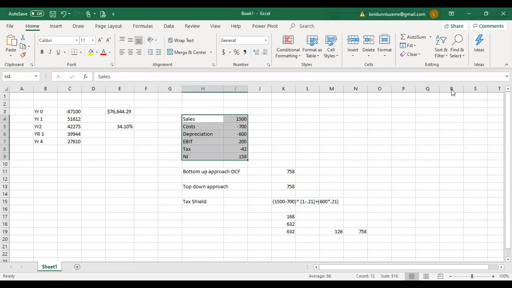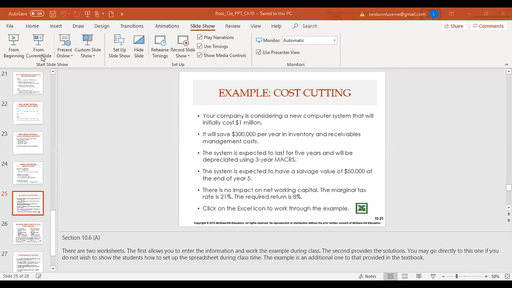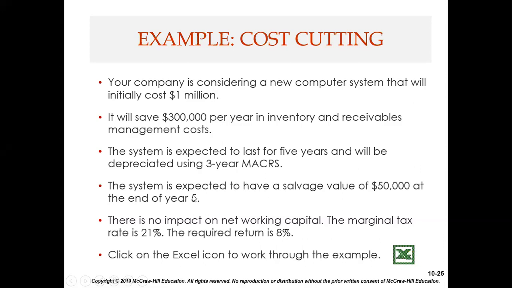Excellent. So let's do another example through our PowerPoint presentation. So I'm going to go ahead back over. We'll share that with you guys. Okay. So here's another example.